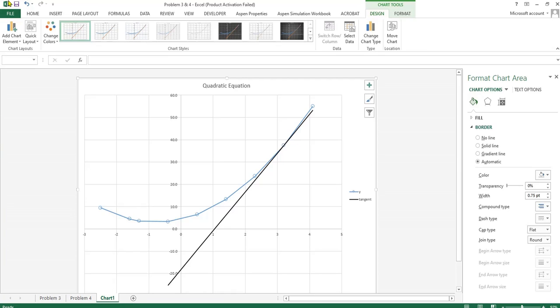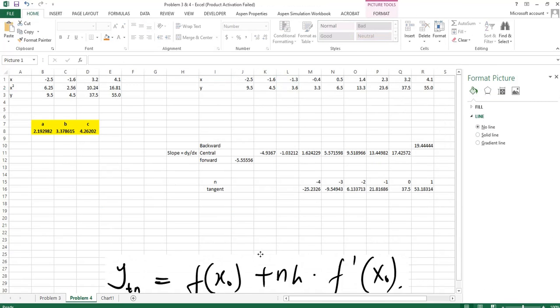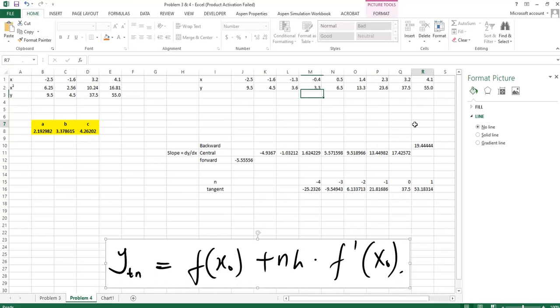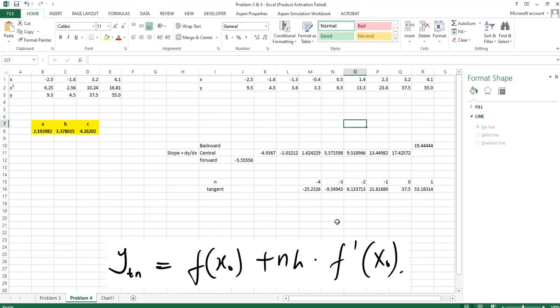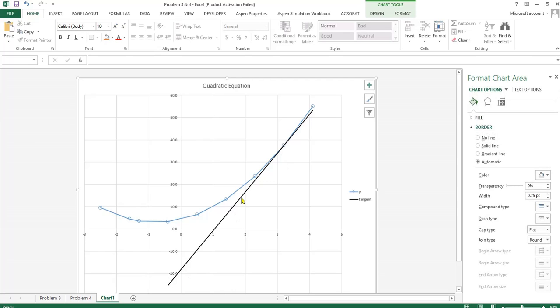So let me save. Go back to this point. Let me bring this down. So we just drew the tangent at this point. That is done. So let's save and close.